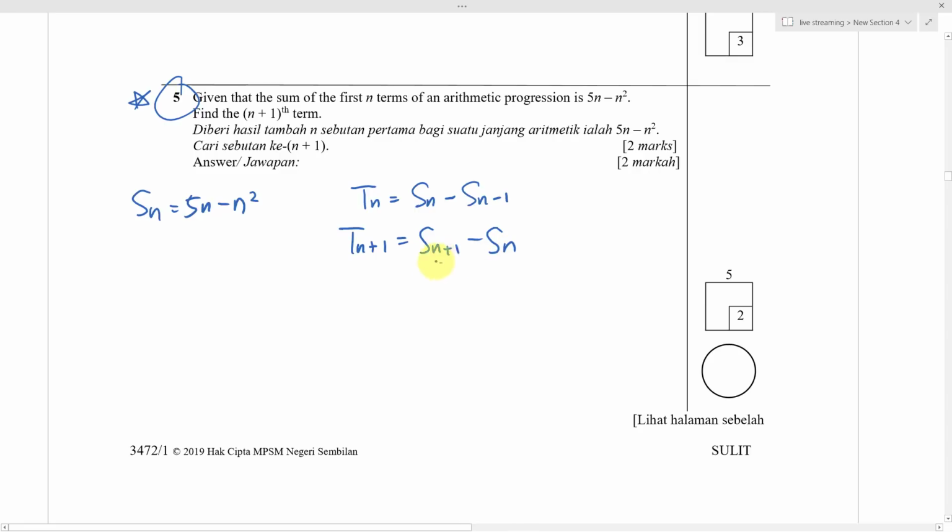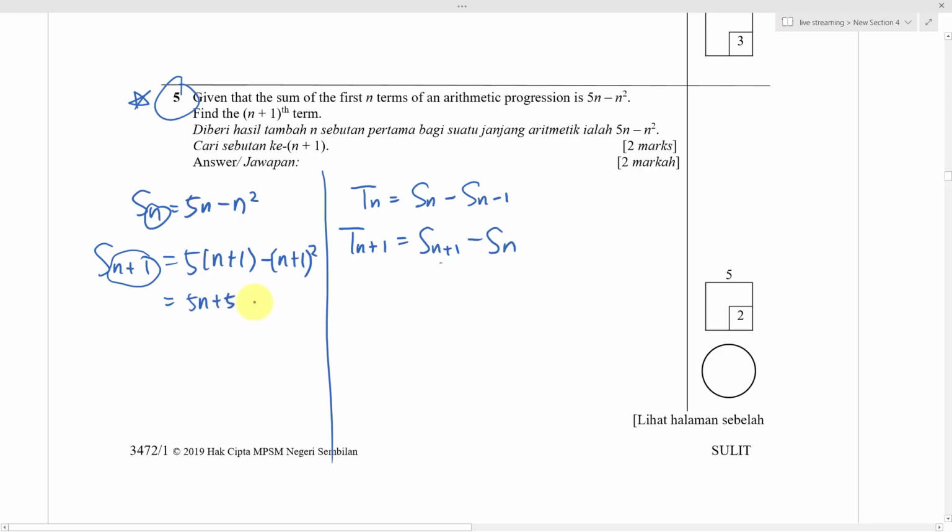Alright, so what is Sn plus 1 over here? When it's Sn plus 1, your n right now will change to n plus 1. That means on the other side, you will change to n plus 1 as well. This is what happens when you have Sn plus 1. So therefore, you can solve this quickly. 5n plus 5 minus n squared plus 2n plus 1. Then this is 5n plus 5 minus n squared minus 2n minus 1. Then this should be 3n minus n squared plus 4.